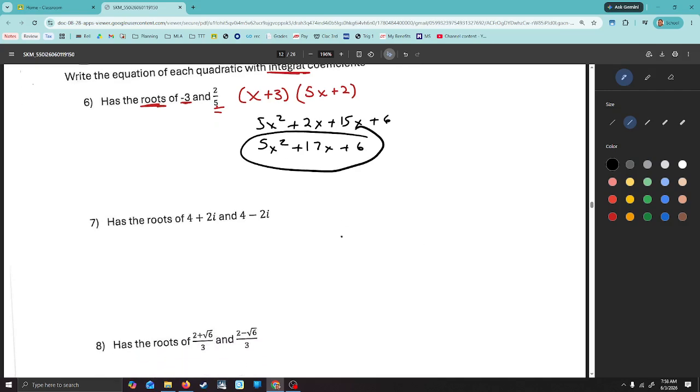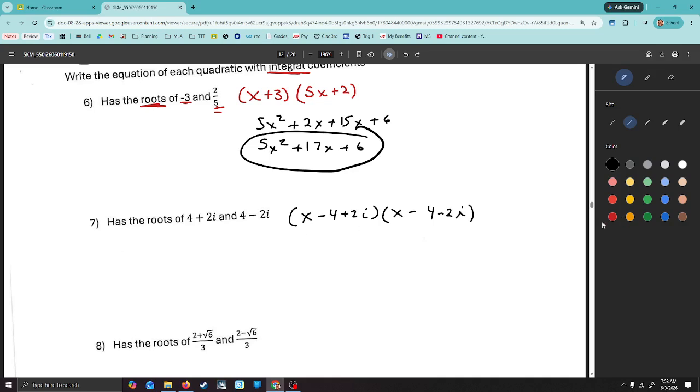All right, number 7, it has the roots of this stuff. Because it has the roots of this stuff, I'm going to have to rewrite it as x minus 4 plus 2i and x minus 4 minus 2i. We still subtract here, or do the opposite symbol. So in this case, it was minus, so it becomes plus. All right, because of that, I'm going to have to do a crazy 3x3 foiling.